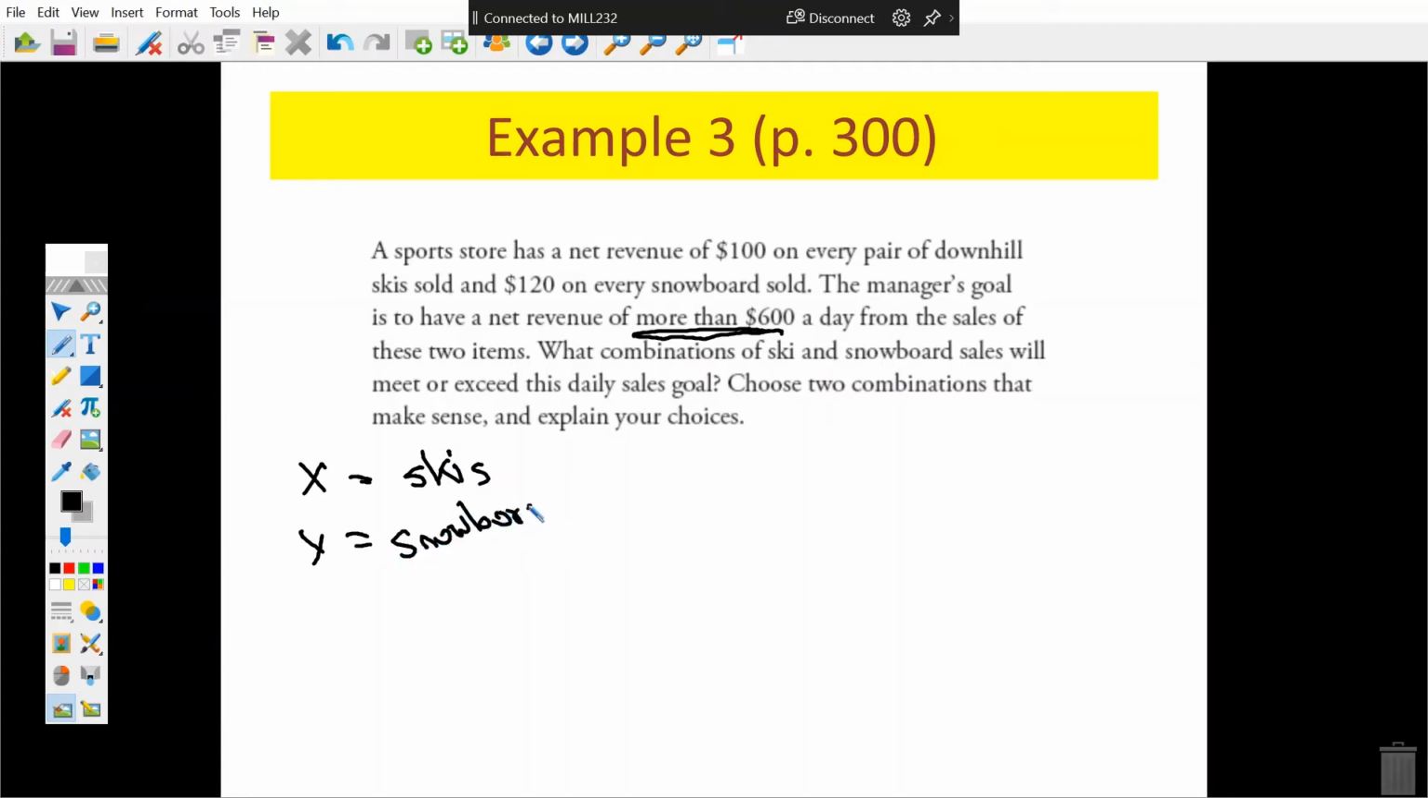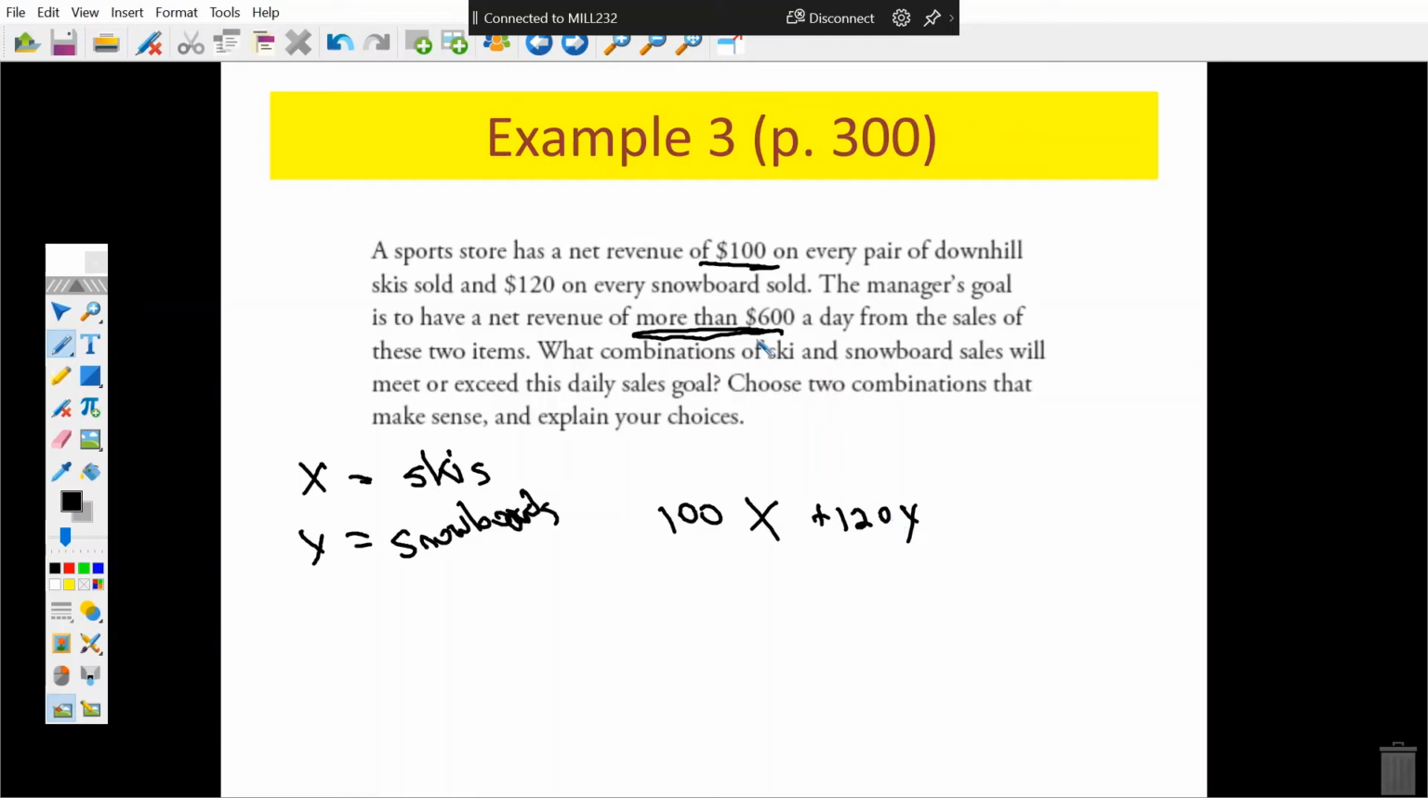We'll use X and Y as that's what we're most comfortable with, okay? Now, let's make our equation. So we've got our skis and our snowboards. Well, we know that he makes $100 on every pair of skis, so 100x, plus he also makes $120 on every snowboard sold, plus 120y.